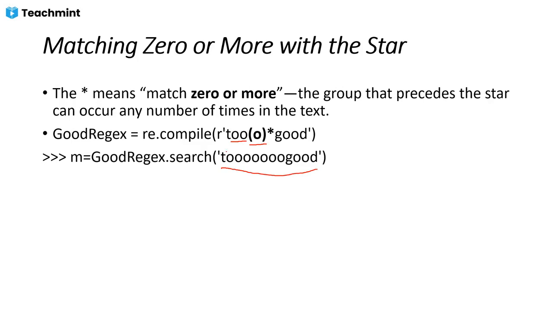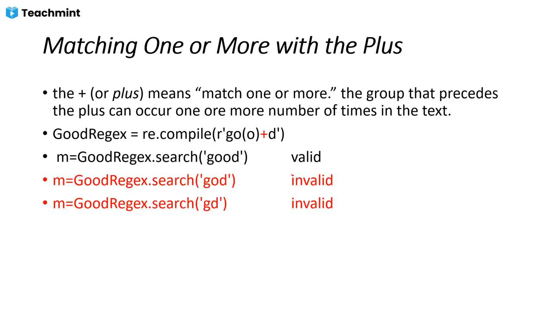Yes, because T is there, at least two O's are there, then any number of zeros, zero or more occurrence, these are ignored. So it is valid. Suppose my input is "too good" with a missing O. That is not proper because T is matching, the second O is there, and the third O is missing. So it is the invalid one.